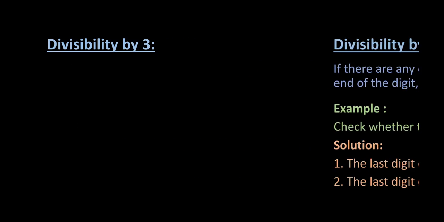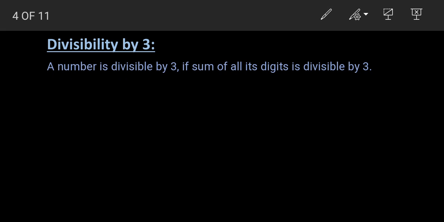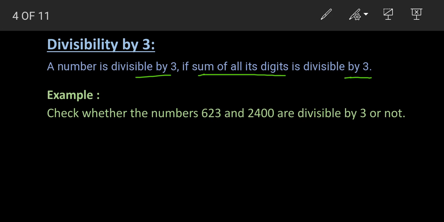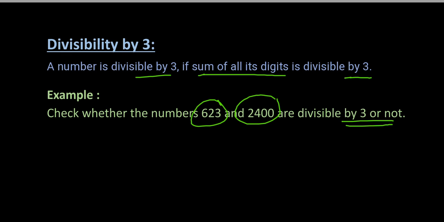Now come to the second one, divisibility by 3. A number is divisible by 3 if the sum of all its digits is divisible by 3. If the sum of all the digits of a number is divisible by 3, then we can say that number is divisible by 3. Here is an example. Check whether the numbers 623 and 2400 are divisible by 3 or not.